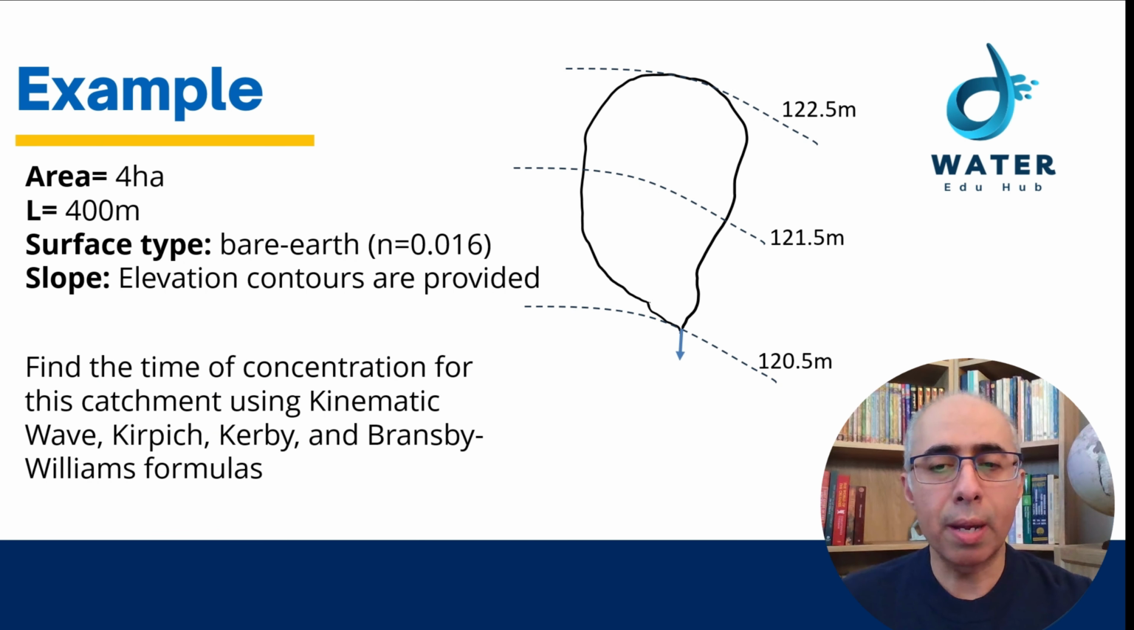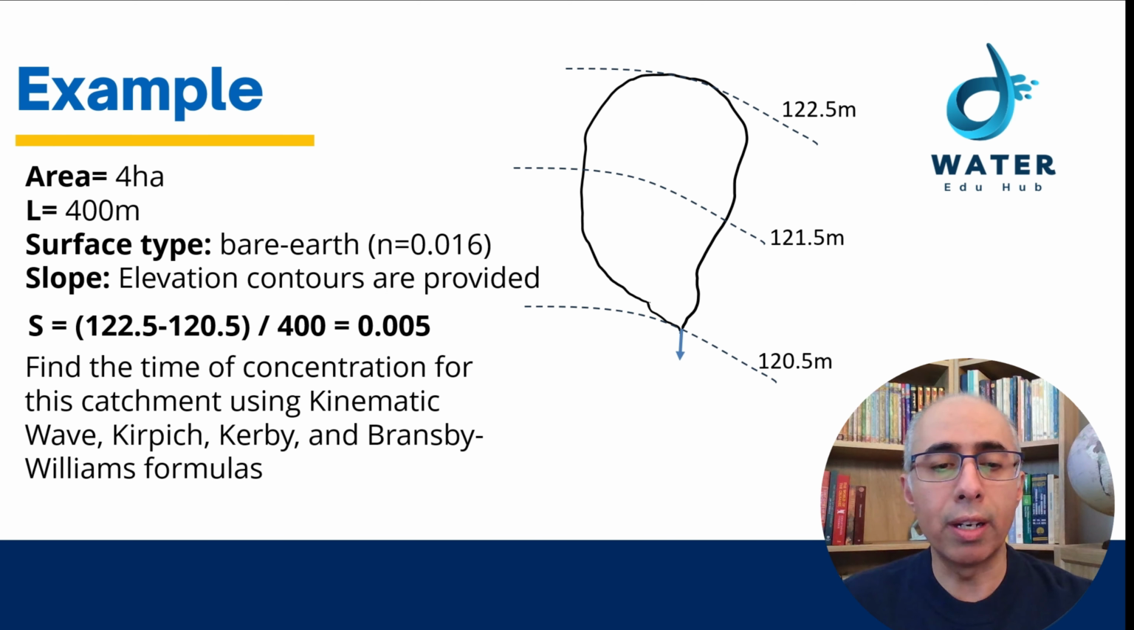Our practical example is on this side that is shown. The area is 4 hectares, the flow length is 400 meters, the surface type is bare earth, and the Manning coefficient of 0.016 is assumed for that. And for the slope, the elevation contours are provided as you can see. The idea is to calculate time of concentration using both physically based and also the 3 empirical formulas that we learned in this tutorial. The first thing that we do is going to be calculation of the slope.